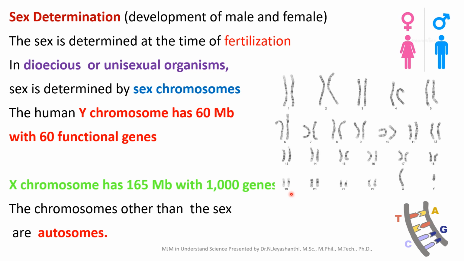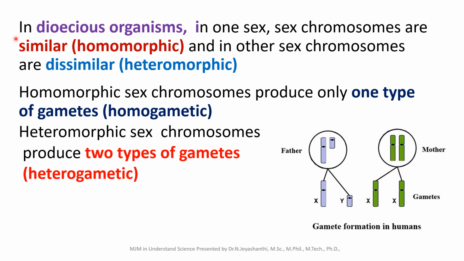The chromosomes other than the sex chromosomes are known as autosomes. In human beings, X chromosome and Y chromosome are the sex chromosomes. Other than these, 44 chromosomes are known as autosomes. In dioecious organisms, in one sex, the sex chromosomes are similar, homomorphic. In the other, sex chromosomes are dissimilar, heteromorphic. In human beings, females are homomorphic, males are heteromorphic.